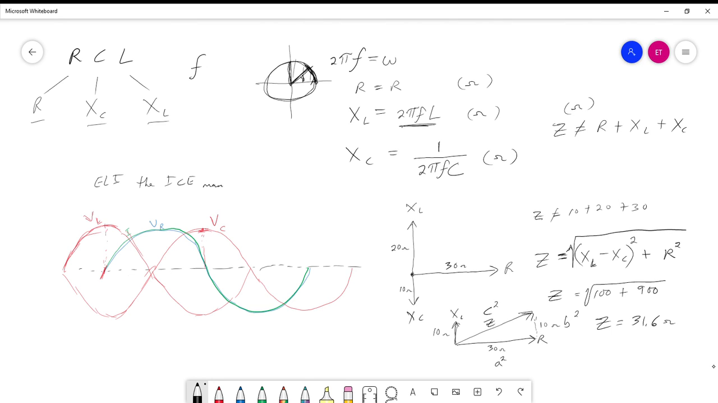Hopefully, let's see the highlights. What I wanted you to get out of this presentation is that 2 pi FL tells us how much inductive reactance you're going to get, and 1 over 2 pi FC.